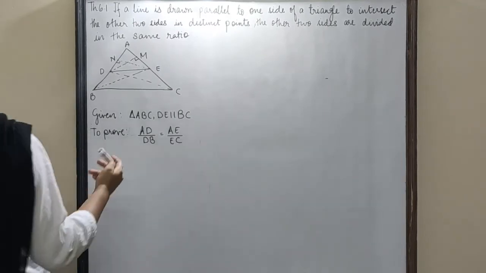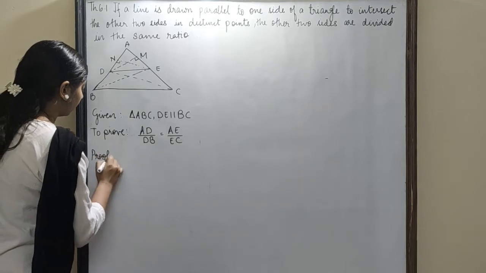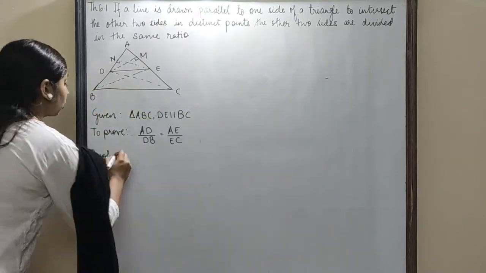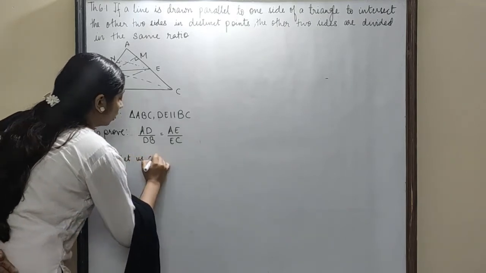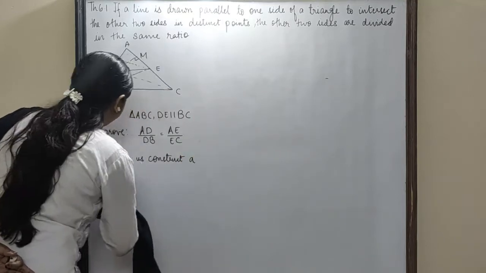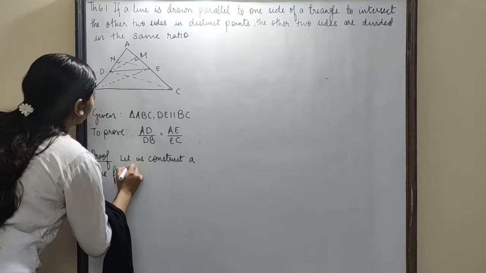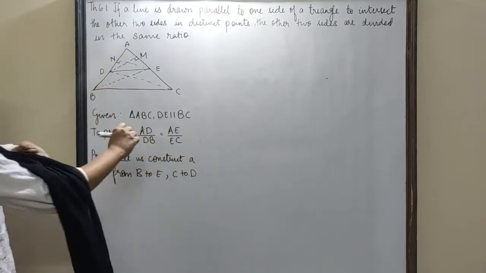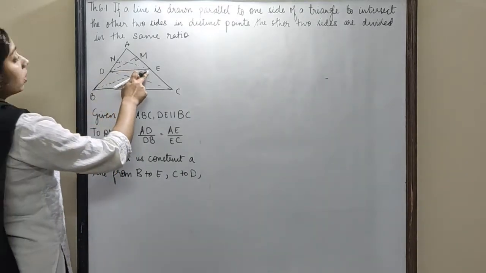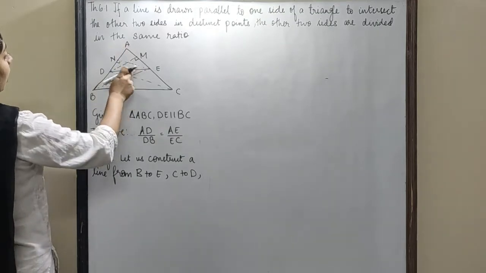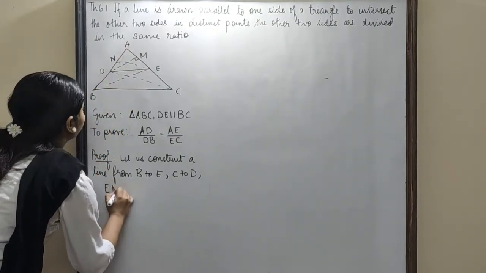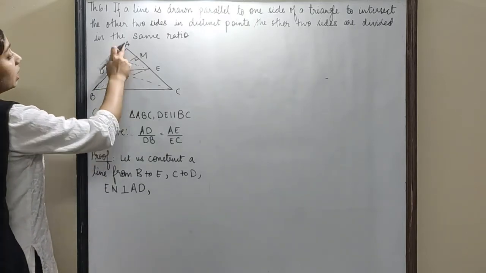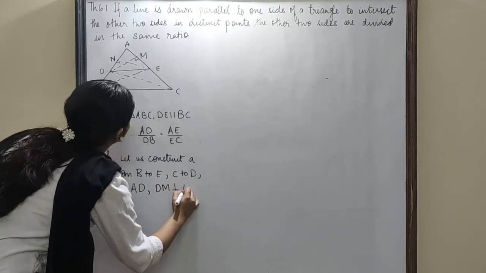Now, in the proof, we will write let us join B to E and D to C. So over here we will write, let us construct a line from B to E and C to D or D to C. And we have also drawn a perpendicular over here from E on AD such that EN is perpendicular to AD, and from D we have dropped a perpendicular on AE, so DM is perpendicular to AE.